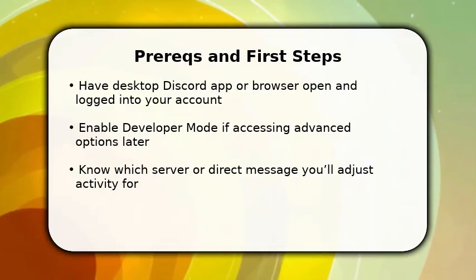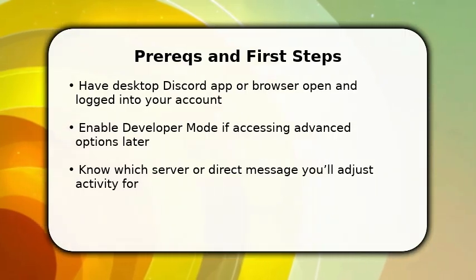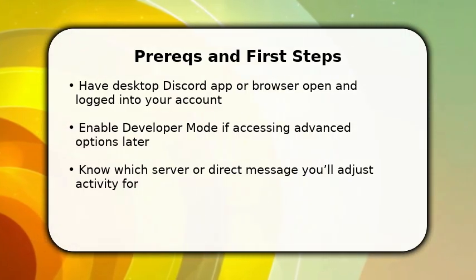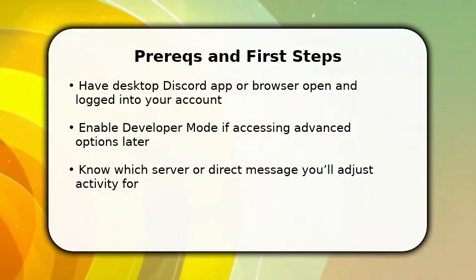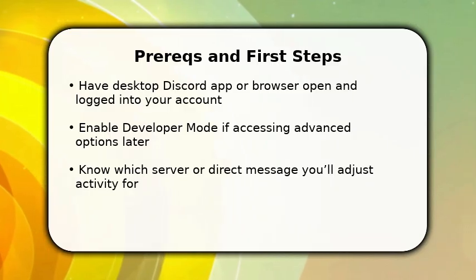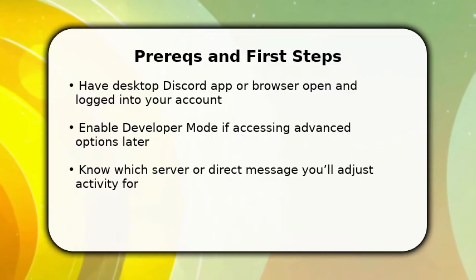You're starting with the essentials. Open Discord on desktop or browser and sign in. Once done, confirm developer mode only if you'll use App ID later. It's unnecessary for basic activity settings. Make sure you know whether you're changing global activity status or per server permissions.